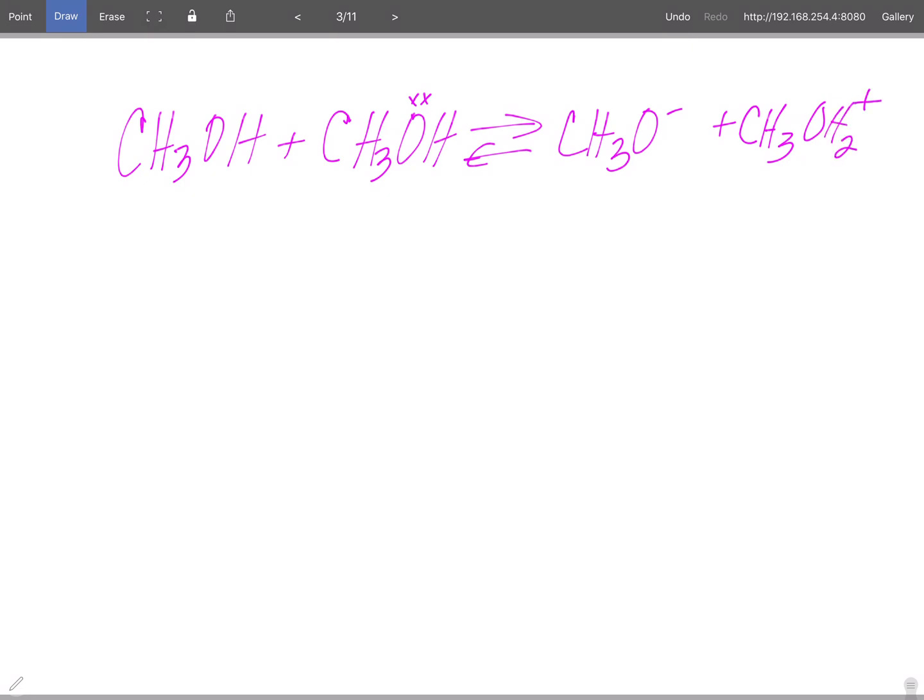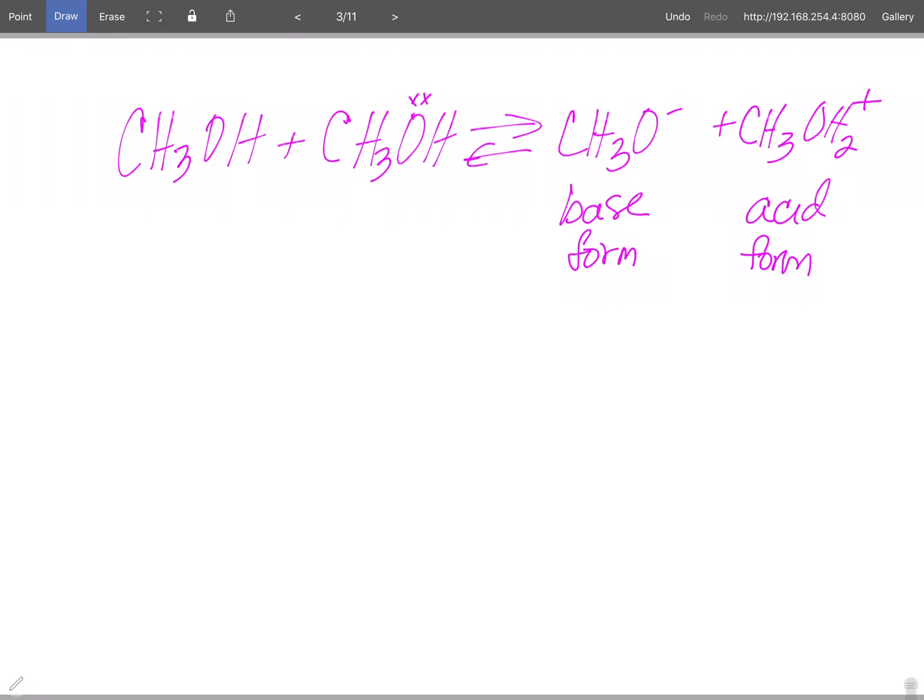So when you look at it, this is the base form. It is the conjugate base. This is the acid form. So this is the conjugate acid. You can do this with any molecule that you're told acts as a solvent, and so it will level.